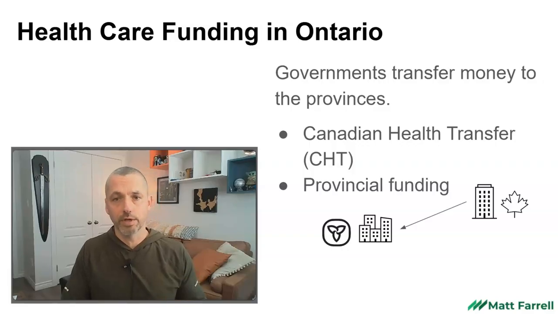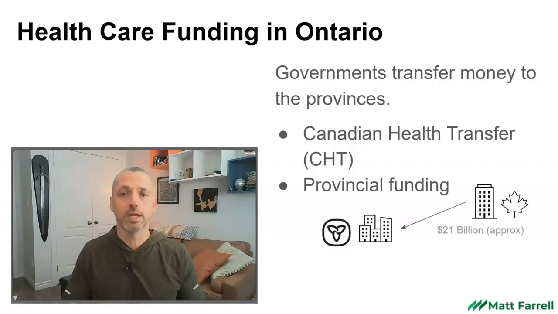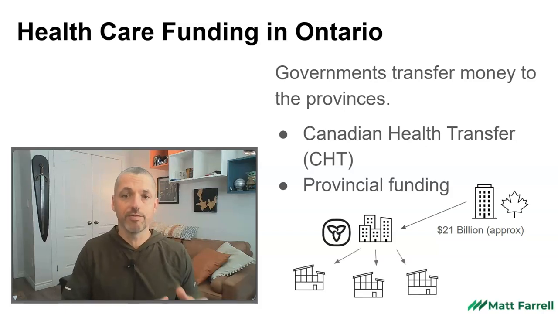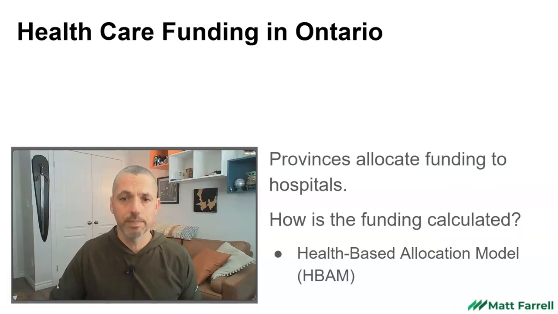Each year, the federal government will give money through the Canadian Health Transfer to Ontario. For the fiscal year 25-26, that number was around $21 billion. From there, the province will turn around and fund individual hospitals. So that's how that funding arrangement works, from the federal government to the provinces and then to local hospitals.